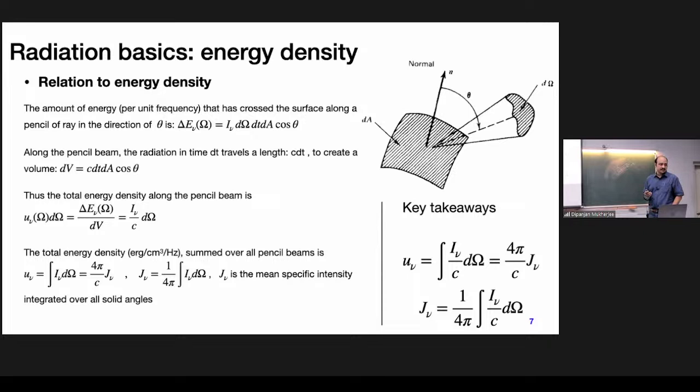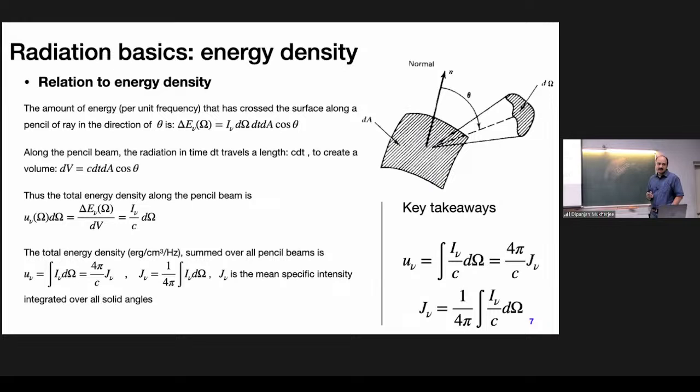So then the total energy density summed over all angles, we just multiply it with d omega and integrate over d omega. And you can now define a new quantity, capital J. Capital J nu is the intensity averaged over all solid angles, so integral of I nu d omega divided by 4 pi. So this is called the mean specific intensity.